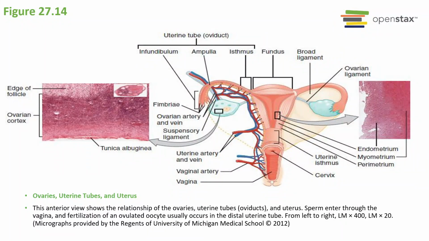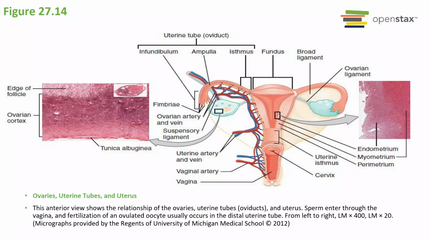Next, we look at the ovaries, the uterine tubes, and the uterus. This is an anterior view highlighting the relationship between these structures. As we've mentioned, sperm enter through the vagina, but fertilization occurs in the uterine tubes. You can see highlighted here towards the top of your screen. Notably, the uterus has 3 different regions, which are also distinguished on the far right of your screen.